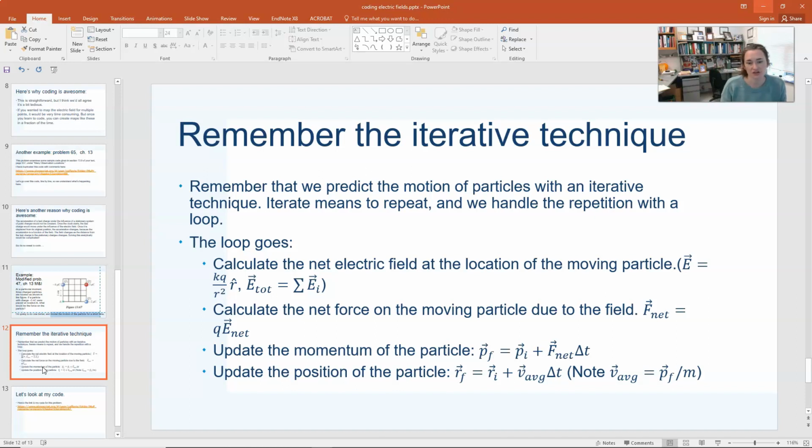Once you've done that, you're going to update the position of the particle using the position update equation. So you're going to move your particle, okay? So that is going to be the new position, R final, is equal to the old position, R initial, plus the average velocity during that time step, V average times delta T. Remember that we calculate our V average by taking the momentum from the previous step and dividing it by the mass of the particle, okay?